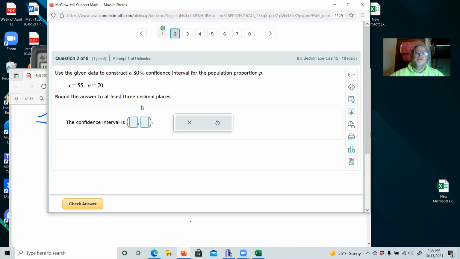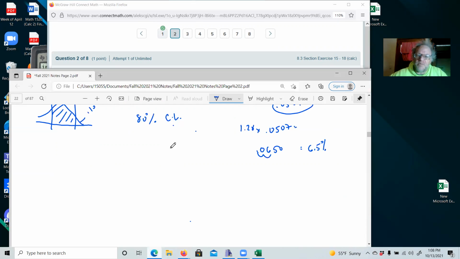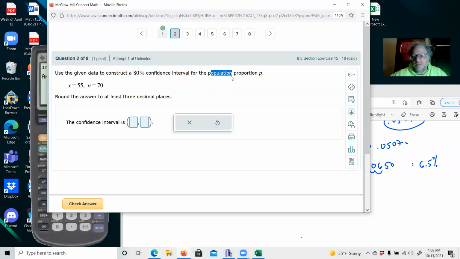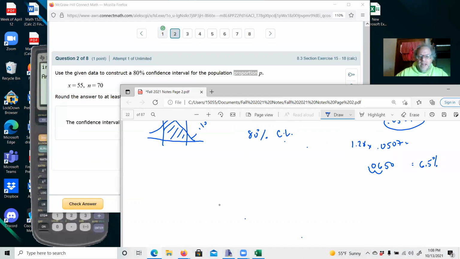Use the given data to construct an 80% confidence interval for the population proportion P. See how they tell you? I'm going to try to mirror that when I write my problems, because it tells you whether you're dealing with a mean or a proportion. I think we're dealing with a proportion, and why? Because they told me. So we have x equal to 55, n equal to 70, and they wanted 80%.